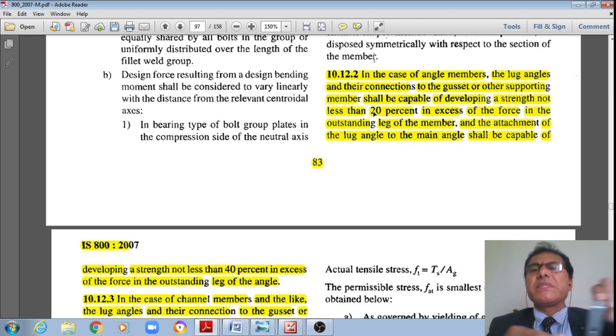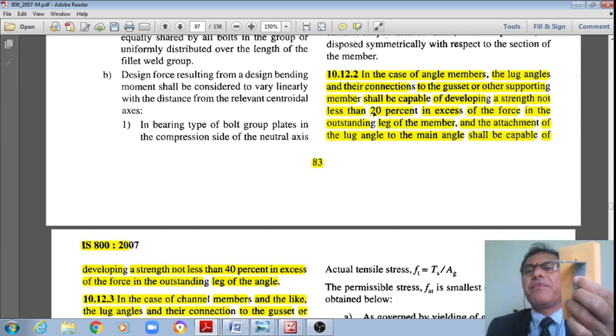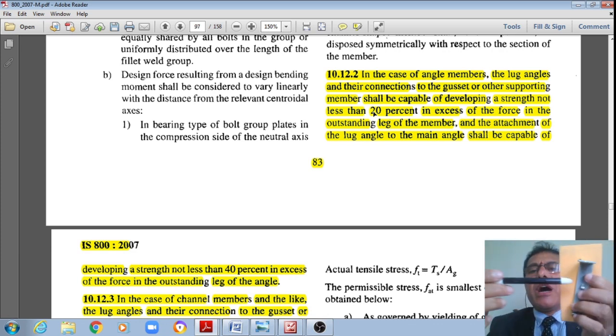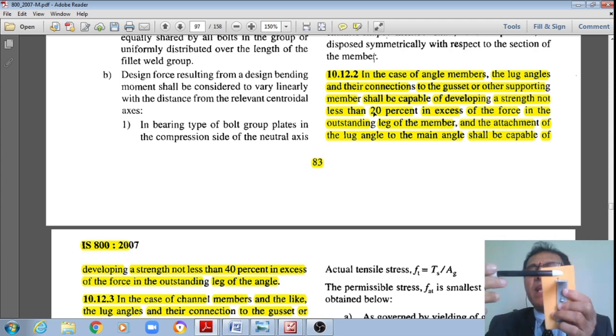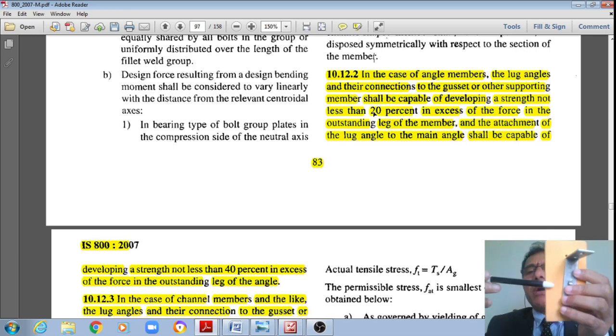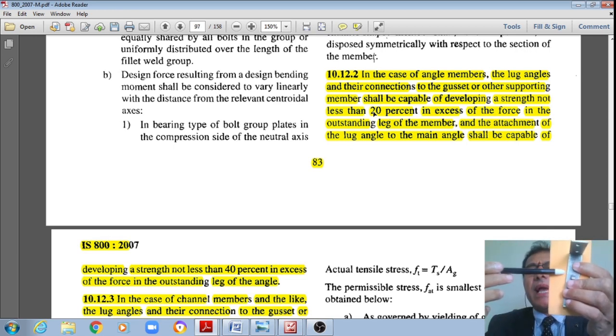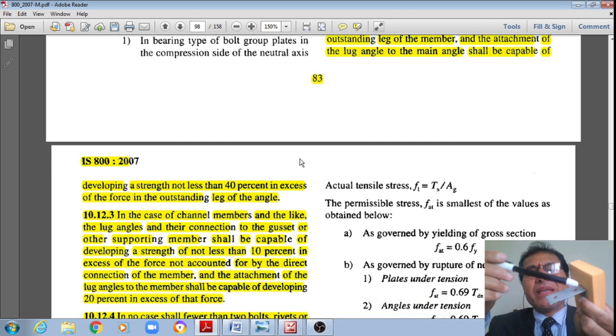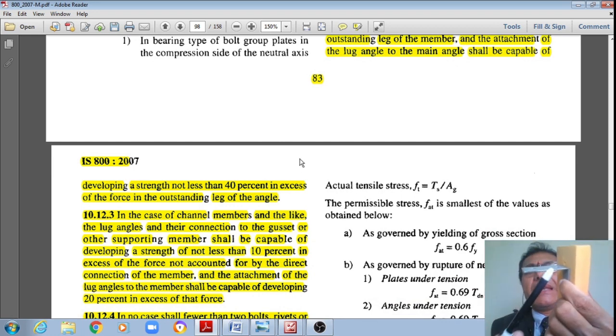In the case of angle members, the lug angles and their connections to the gusset or other supporting member shall be capable of developing a strength not less than 20% in excess of the force in the outstanding leg of the main member. However, the attachment of the lug angle to the main angle shall be capable of developing a strength not less than 40% in excess of the force in the outstanding leg of this lug angle.